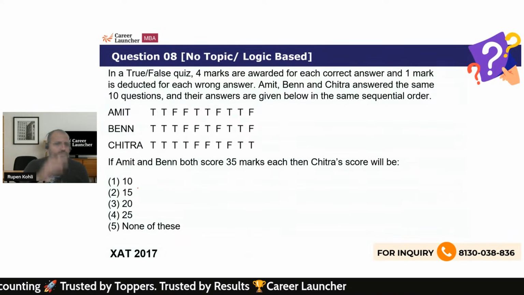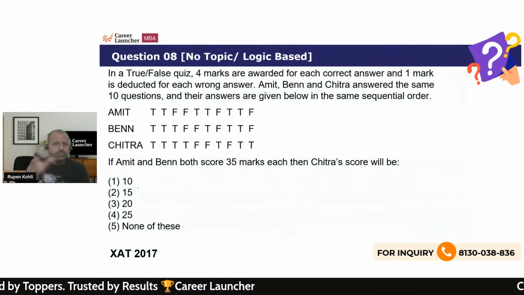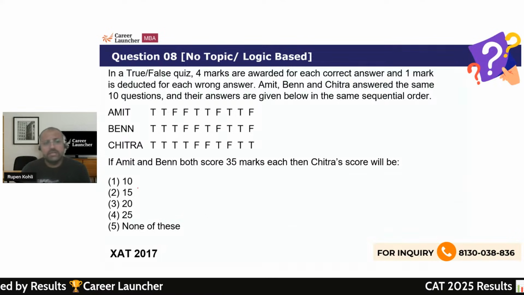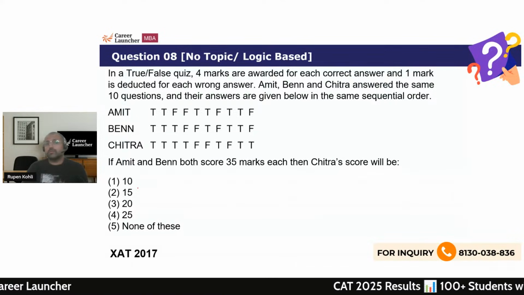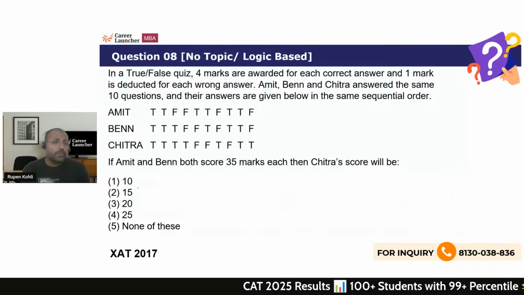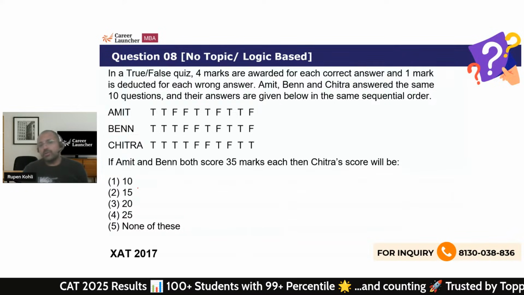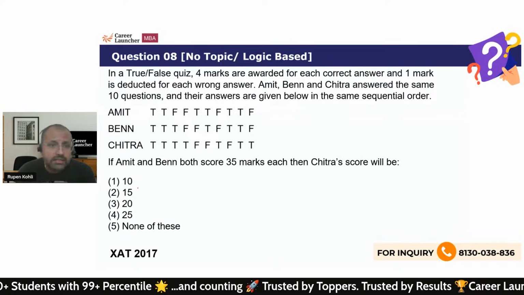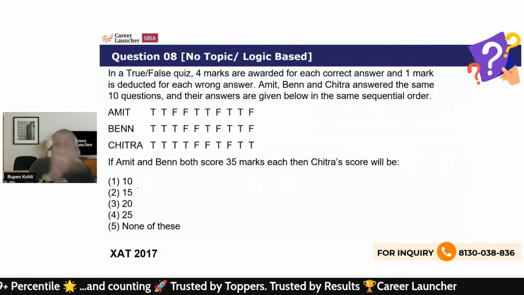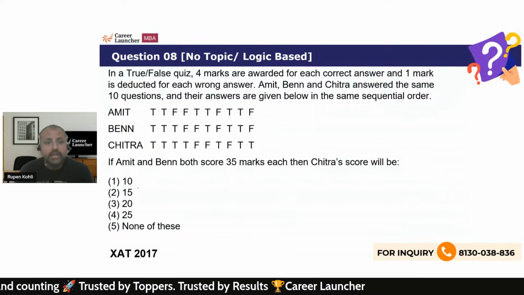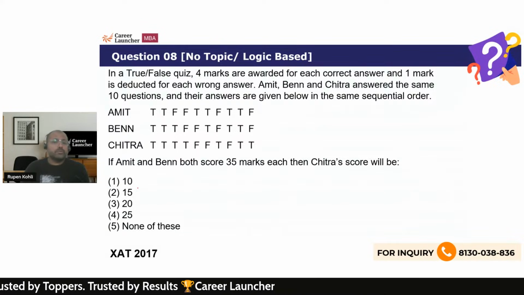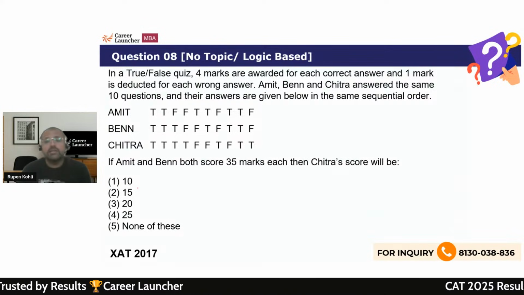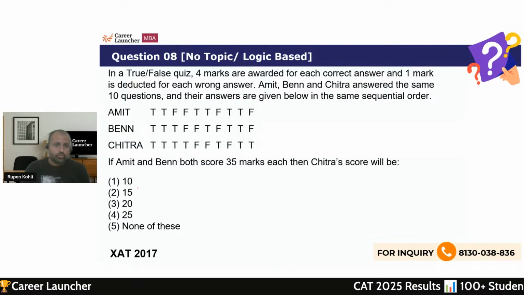So you can see something about Amit, Ben, Chitra over here. True, true, TTFF. What is this? It's a true false quiz. 4 marks are awarded for each correct answer, and 1 mark is deducted for each wrong answer. Plus 4, minus 1. Amit, Ben, and Chitra answered the same 10 questions, and their answers are given below in the same sequential order. If Amit and Ben both score 35 marks each, then we are asked for Chitra's score.